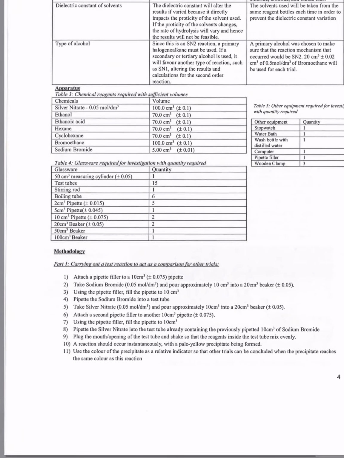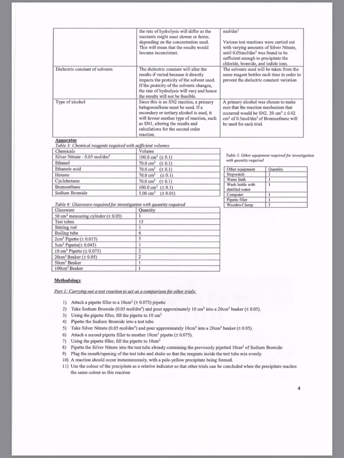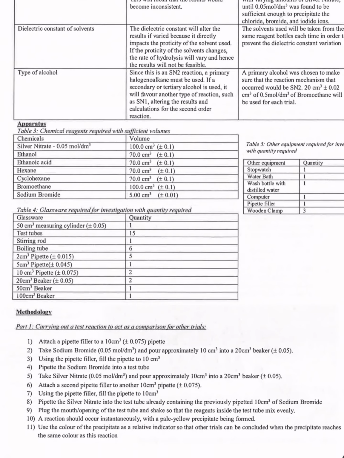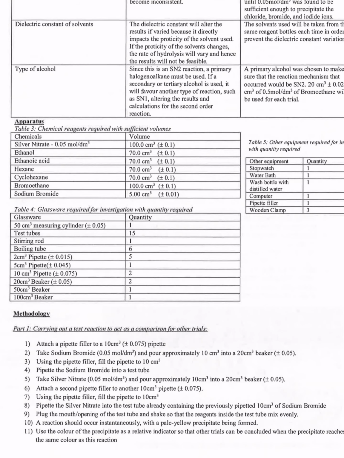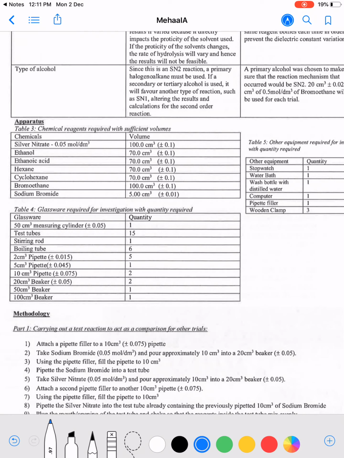How many did we get? We got 1, 2, 3, 4, 5, so we had 6 control variables. I think that's a good range. Apparatus, they've included all their stuff that they're using here, so we've got no value on the uncertainty. I would expect to see cm cubed. It's kind of obvious, I'm not going to penalise her for that just yet, but if she keeps doing that, that will penalise her.